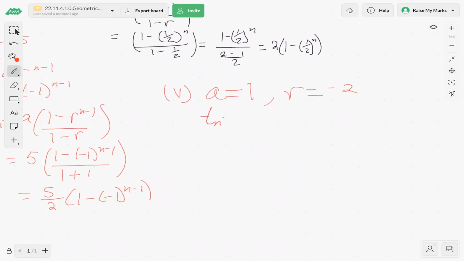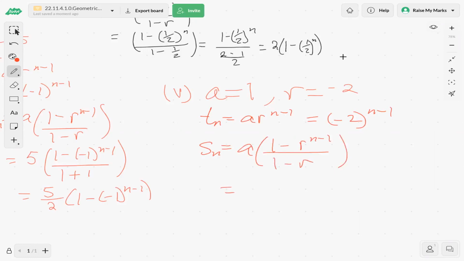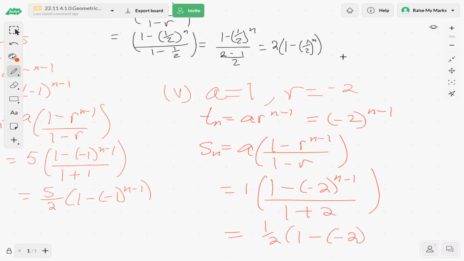So our general term is A times R to the power n minus 1, or -2 raised to the power n minus 1. The sum of the first n terms is A times 1 minus R to the n over 1 minus R. Okay. So I wrote that correctly and said it incorrectly, I think. A is 1. And then times 1 minus -2 to the n over 1 minus -2, or plus 2. So what do we have? We have 1/3 of 1 minus -2 raised to the power n.